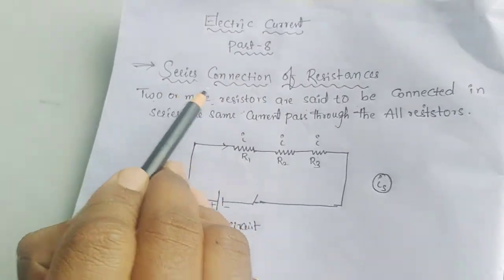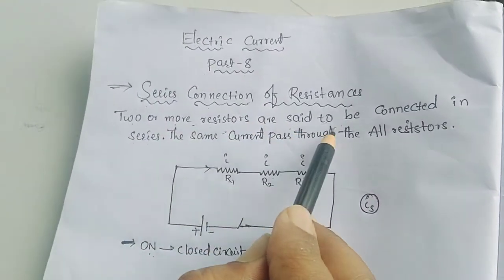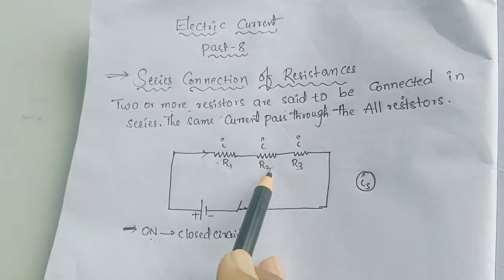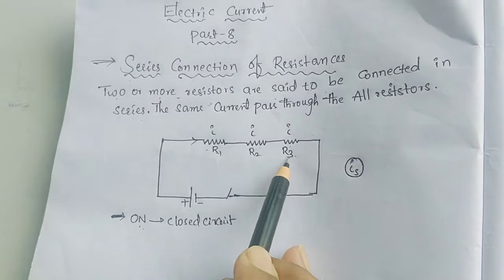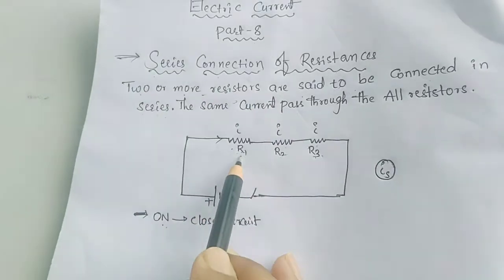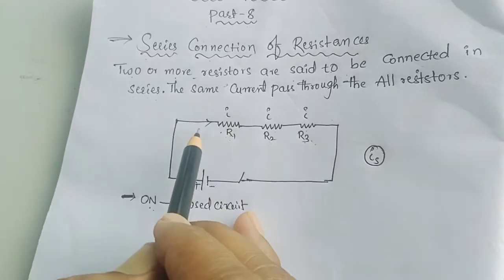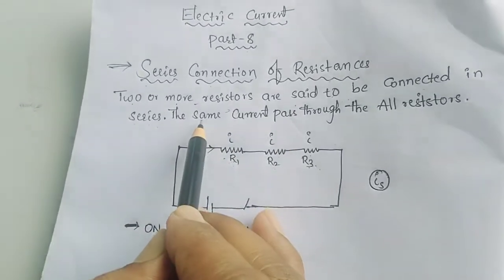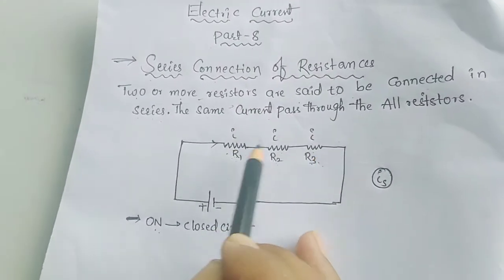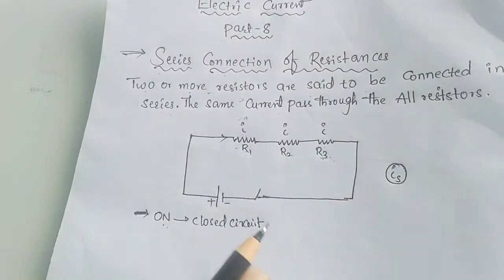So what is the definition of a series connection of resistance? Two or more resistors are said to be connected in series when the same current passes through all the resistors. So how many resistors are here? Three resistors, R1, R2, R3. So here three resistors are said to be connected in series. In these three resistors, the same current passes through all the resistors. For example, here 2 amperes, here also 2 amperes, here also 2 amperes.